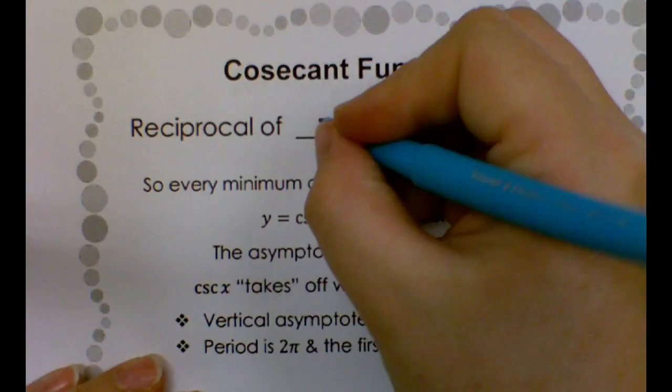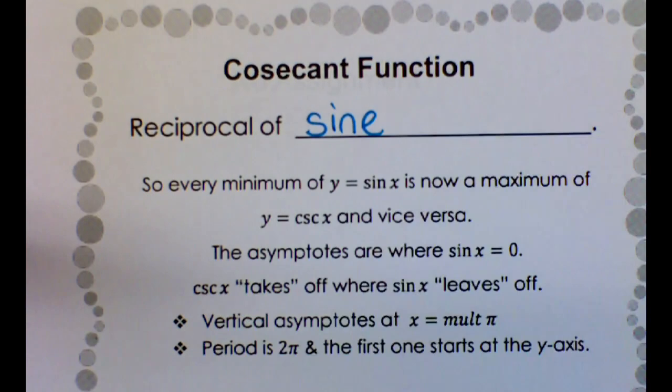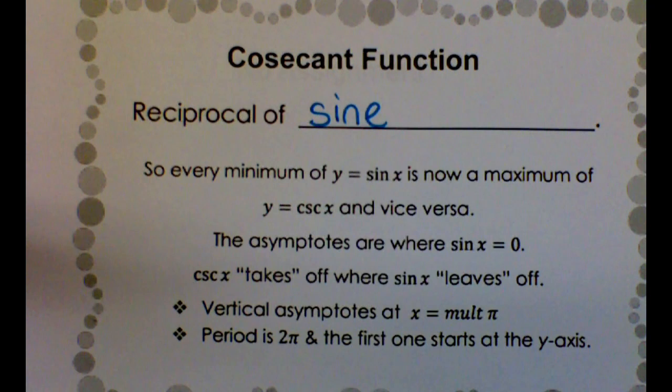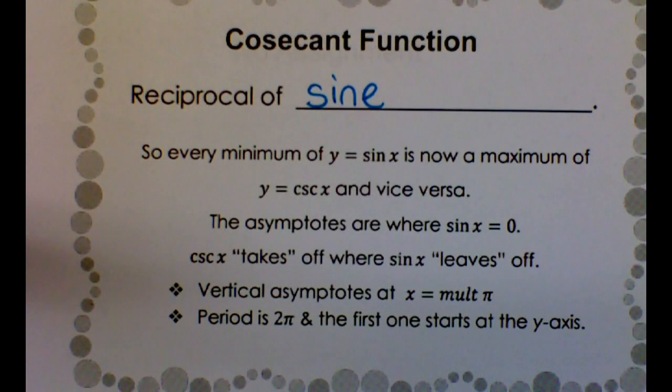Cosecant is a reciprocal of sine, remember? Every minimum of sine is now a maximum of cosecant, and vice versa. The asymptotes are when the sine is 0. Cosecant takes off where sine leaves off, so when sine's going to be 0, cosecant is getting to positive infinity or negative infinity. The vertical asymptotes are at every multiple of pi. The period is 2 pi, and the first one starts at the y-axis.